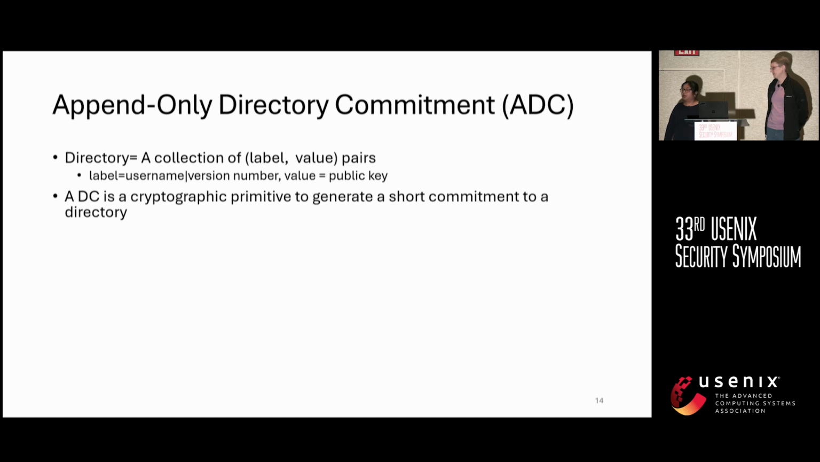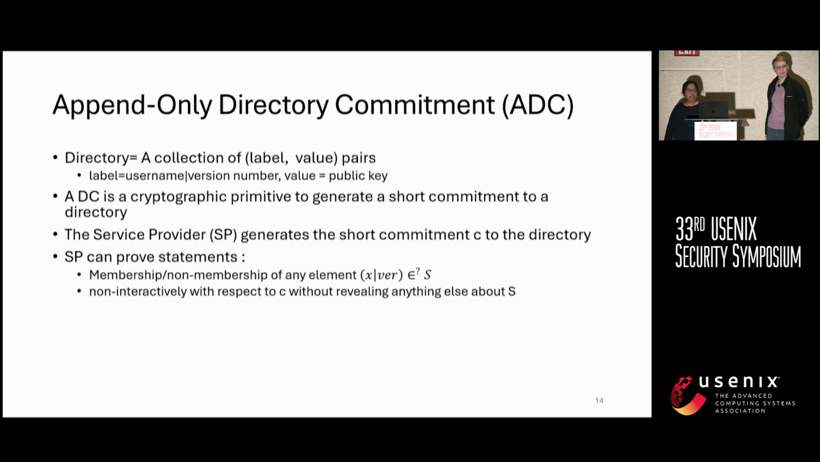Okay, so a directory commitment is a succinct commitment to a whole key directory, a short commitment to the key directory that the service provider can compute. The important property of this commitment is that the service provider can later prove that a certain element X with a version number belongs to the underlying directory, or that it doesn't belong to the underlying directory, with respect to this short commitment, non-interactively and privately, meaning the proof shouldn't leak anything else about the set.